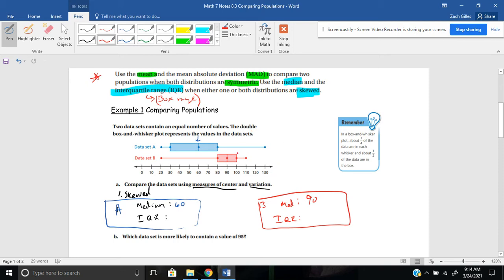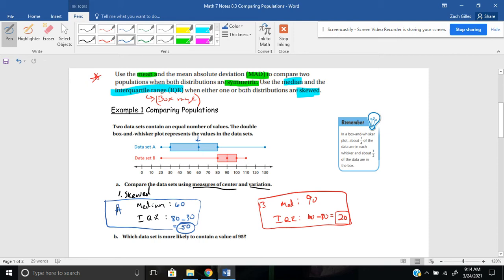So that means I'd have to take 100 minus 80, which would give me 20 for the interquartile range for data set B. For data set A, it would be 80 minus 30, which would give me 50 for the interquartile range for data set A.